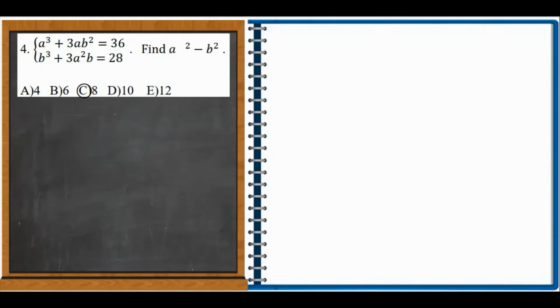Number 4. Number 4 is also about simultaneous equations, but here we don't necessarily need to find separate solutions. Instead, we need to find the value of a squared minus b squared. In order to solve these questions, we need to know the formula for a squared minus b squared. Also, we need to know the a plus b cubed formula and the a minus b cubed formula. These are called polynomial identities.